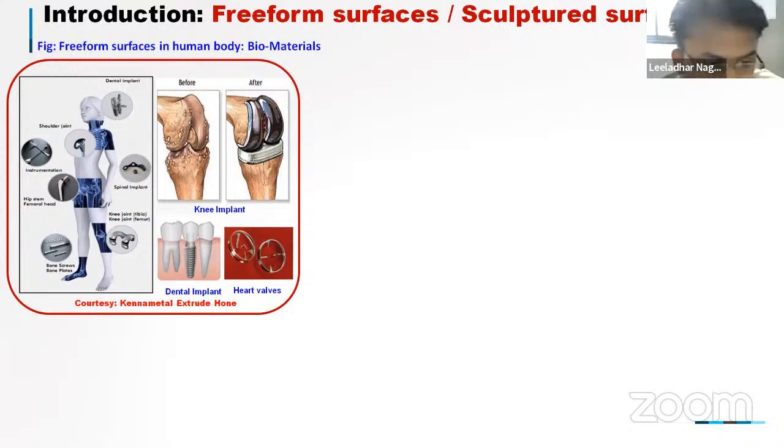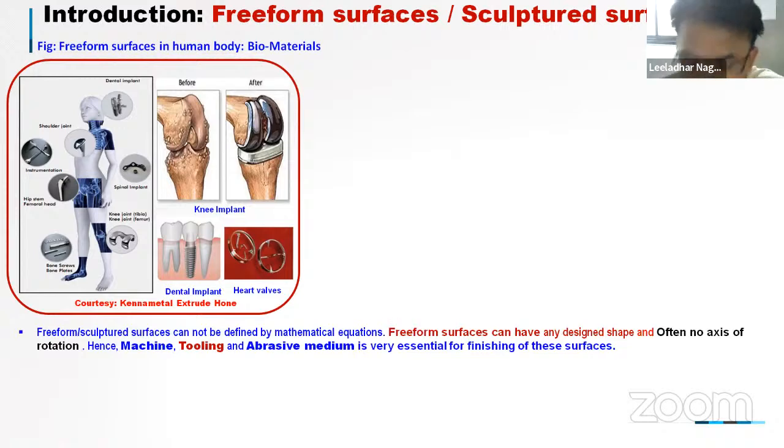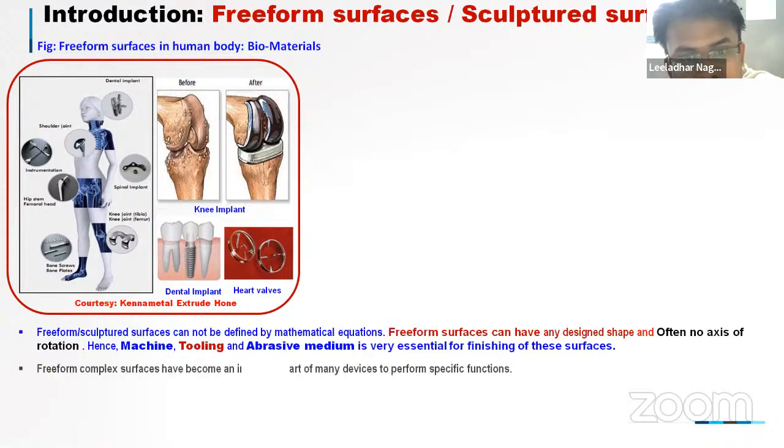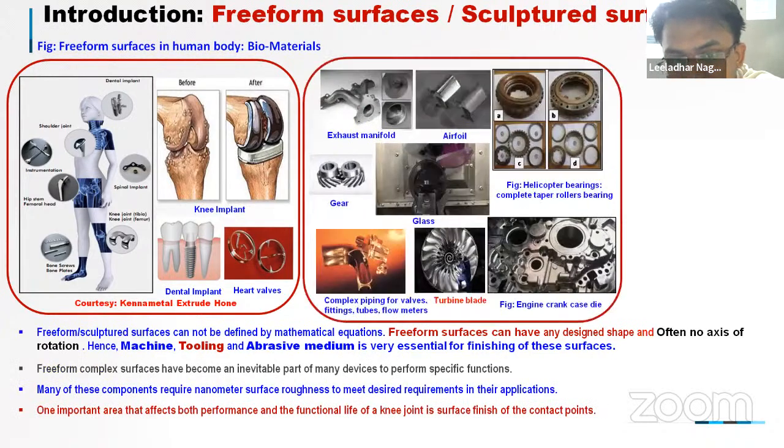Other freeform surfaces you can see are dental implants and heart valves. All these are types of freeform surfaces. Apart from human implants, you will have freeform surfaces like exhaust manifolds, airfoils, gears, glasses, helicopter bearings, and turbine blades. All these things are considered sculptured surfaces, freeform surfaces.